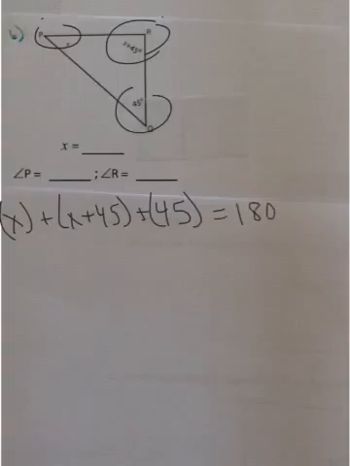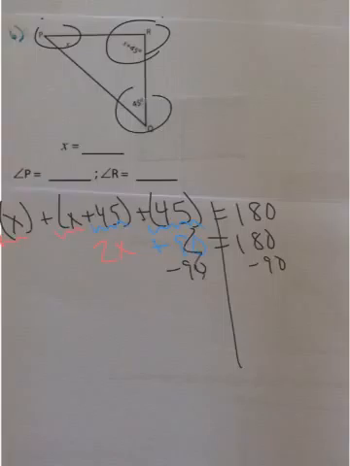So combine our like terms. So we have 1x plus 1x is 2x. And we can add the 45 and the 45 together, which gives us 90. Set that equal to our 180. Okay, and we'll solve. So subtract 90. So 2x equals 180 minus 90 is 90. Divide by 2, and x equals 45.